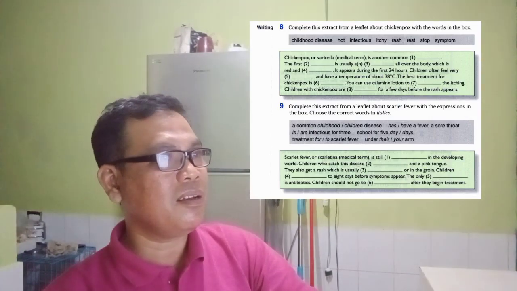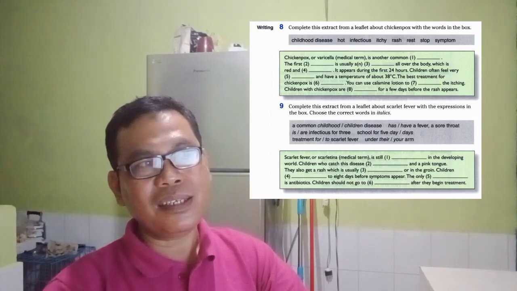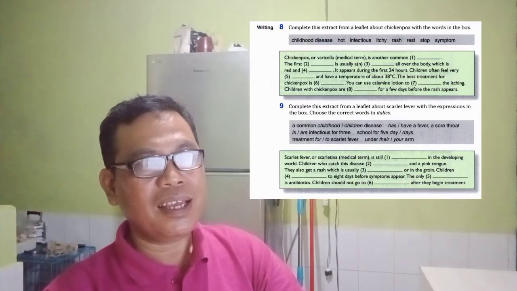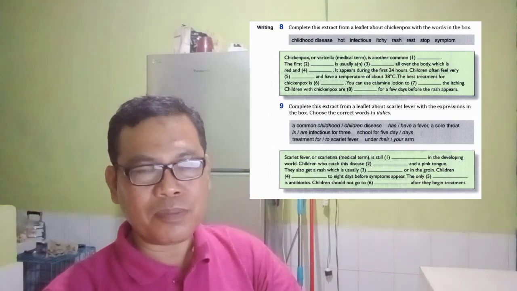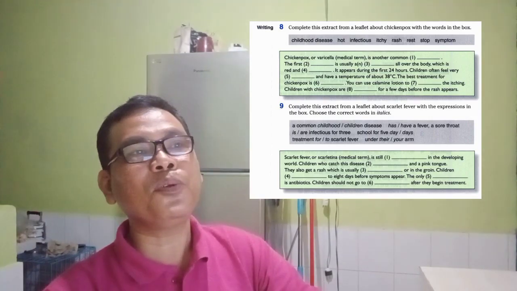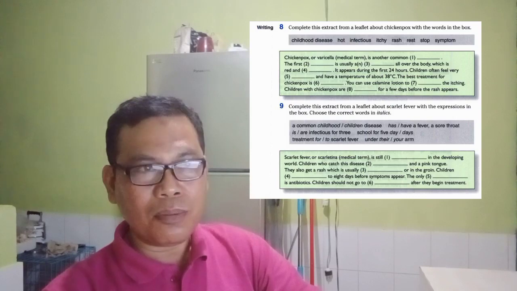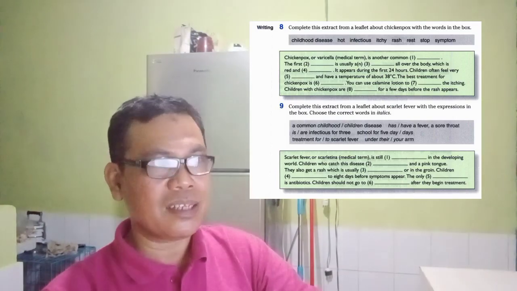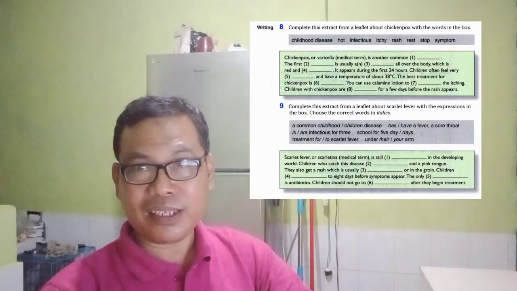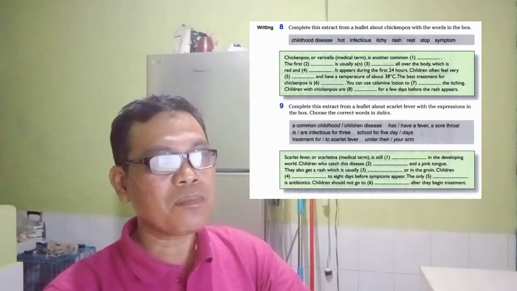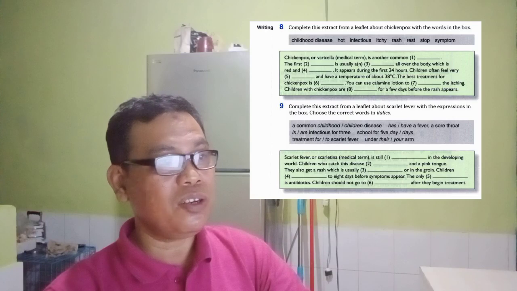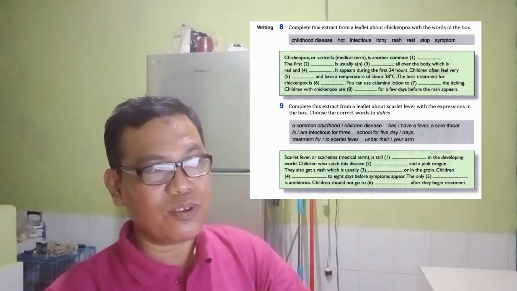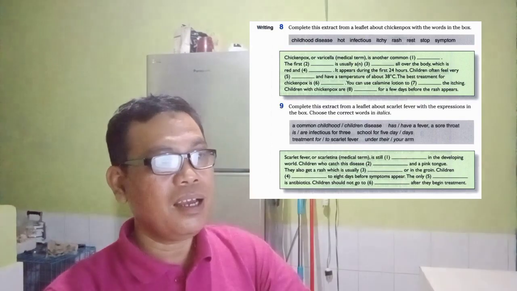Here, the vocabulary to be used is: childhood disease, hot, infectious, itchy, rash, stop, and symptoms. These words must be put in the blanks of the vocabulary exercise. That is for exercise number 8. Okay. Exercise number 9, you are going to have another exercise also for vocabulary.